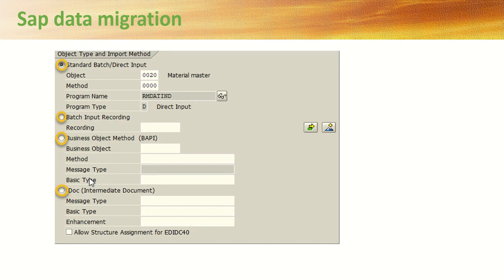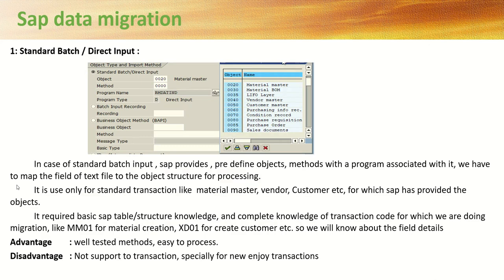Here, as you can see, there are 4 different object types provided. First one is the standard batch or direct input method. Second, which is very commonly used, known as BDC, that is batch input recording. Third one is the BAPI method. And the fourth one is IDOC, that is intermediate document.